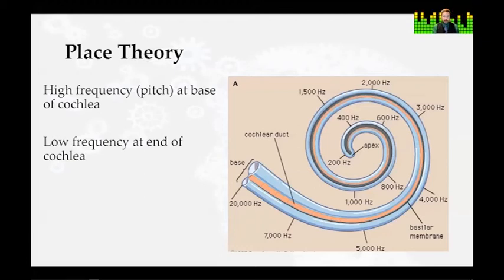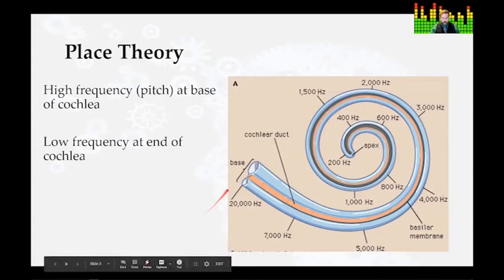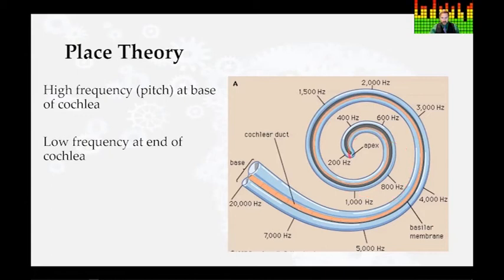Place theory. So place theory basically states that wherever the place on the cochlea where the tiny hair follicles are stimulated determines the frequency that we're hearing. So the closer we are to the beginning of the cochlea, we're hearing the higher pitched frequency sounds. But as you go further through here, and you get towards the sort of apex of the cochlea, that's where you're hearing the really low frequency sounds.